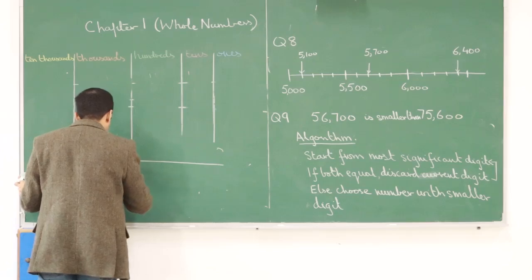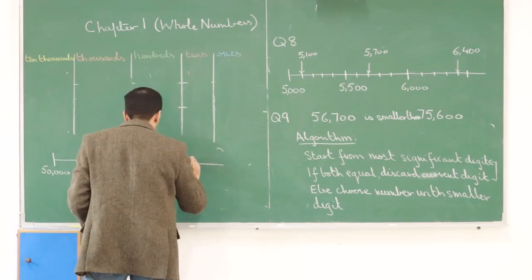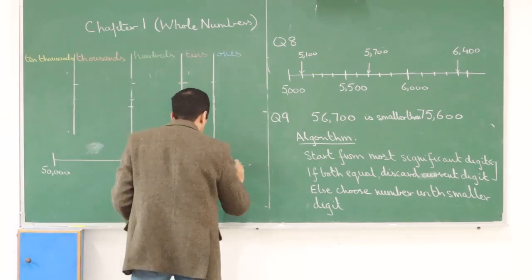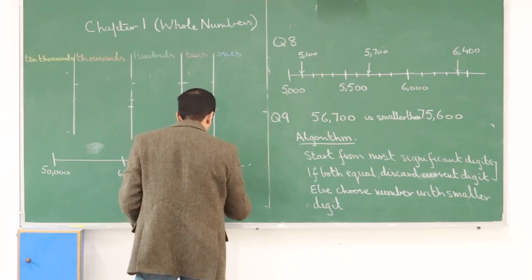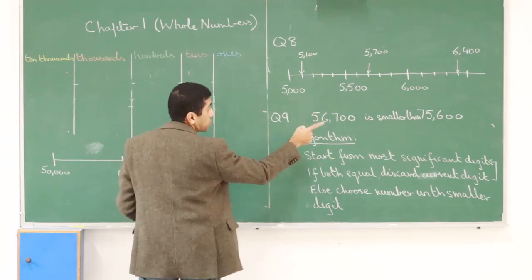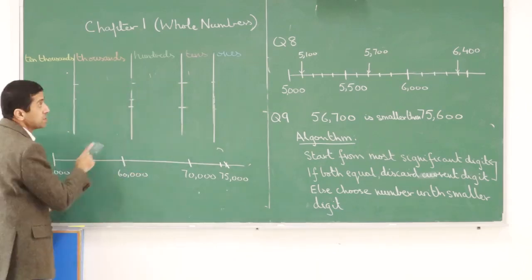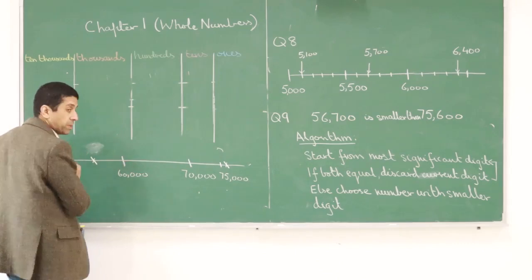Here you'll have 60,000, right? Here you'll have 70,000, and somewhere over here you'll have maybe 75,000, right? And this number is going to be very close to 75,600, will be somewhere over here, right? Whereas this number, 56,700, would be somewhere over here.